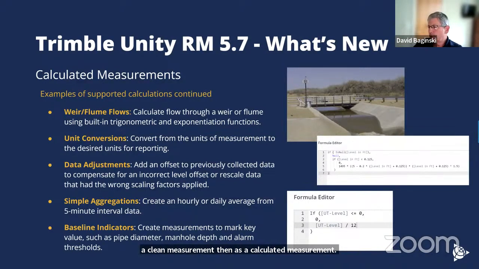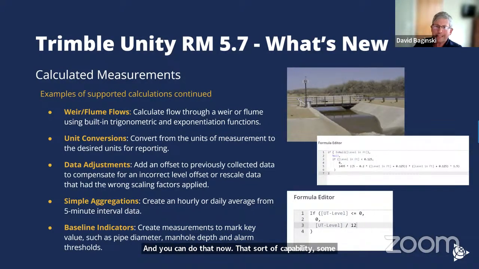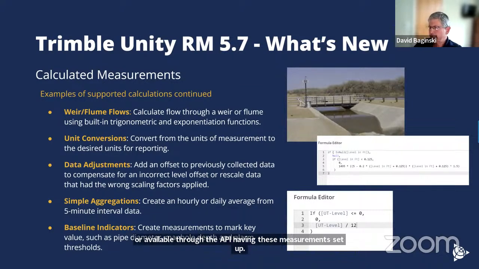Aggregation's another option. If you want to take interval data, 5-minute or 15-minute interval data, and report on it as hourly or daily values, you can do that. That sort of capability, some of these are the other ones as well, is available in our reporting tools. But if you wanted to make this data available, easily accessible or available through the API, having these measurements set up would certainly make that faster and easier.